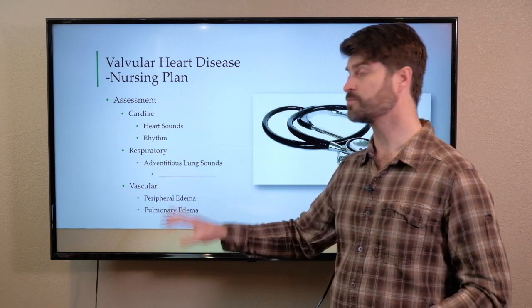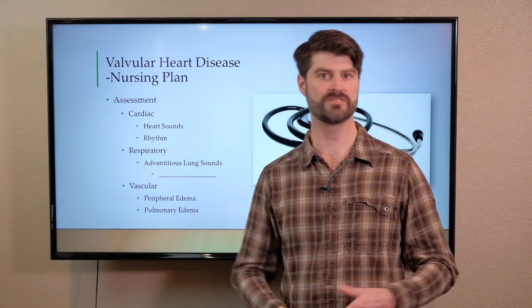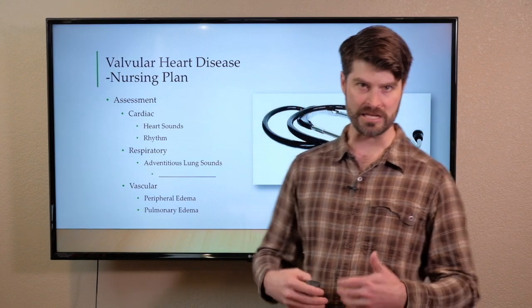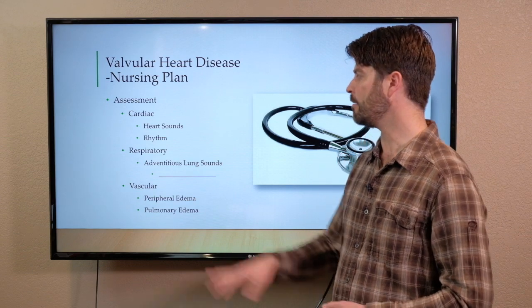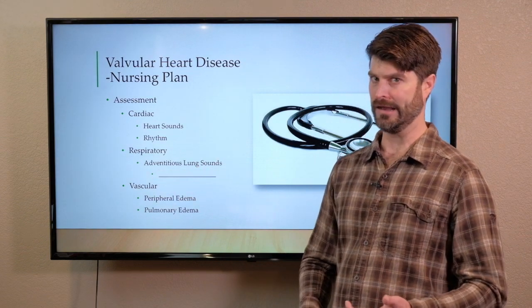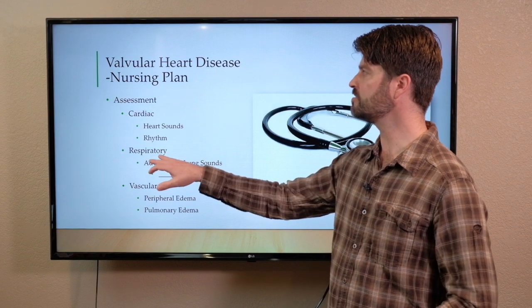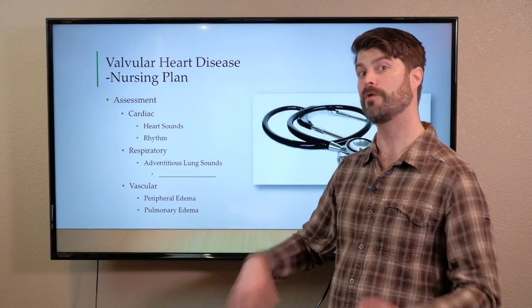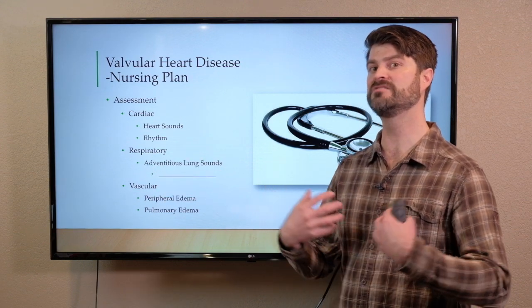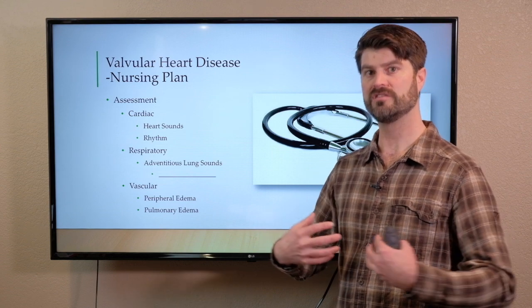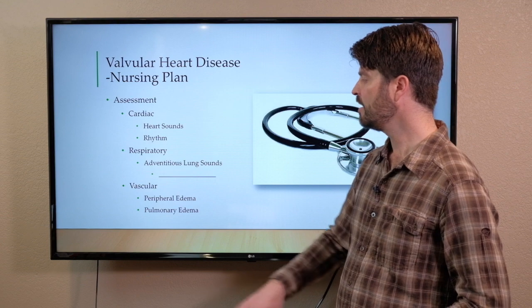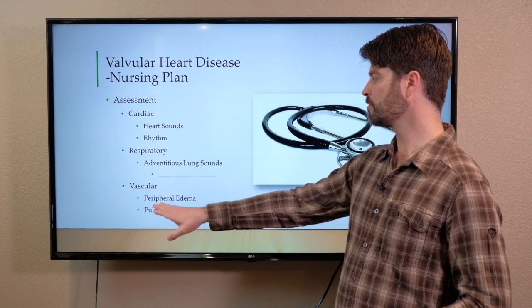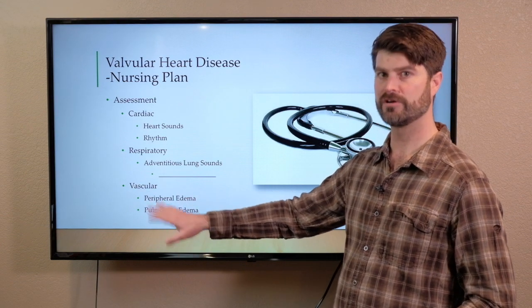Then our respiratory sounds, we're listening for adventitious lung sounds. Adventitious, that doesn't describe any one lung sound. That's all the abnormal lung sounds. It's just a fancy way of saying it ain't good. But the big one we're listening for in our respiratory exam around mitral valve prolapse is crackles in the lungs from that pulmonary hypertension.